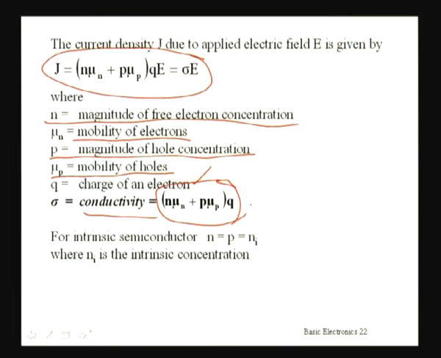Now for an intrinsic semiconductor, N is equal to P, which is equal to Ni, that is the intrinsic concentration. So for an intrinsic semiconductor, if we want to find the current density, we simply substitute Ni for N and P both. Now let us take one example and see how you can find the current density.